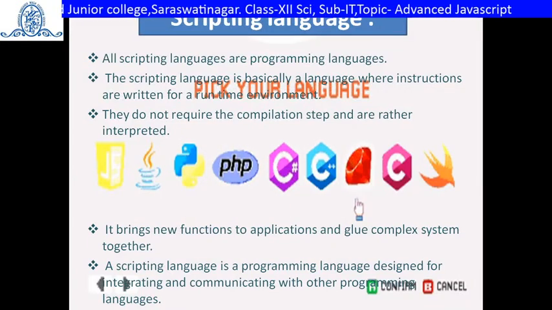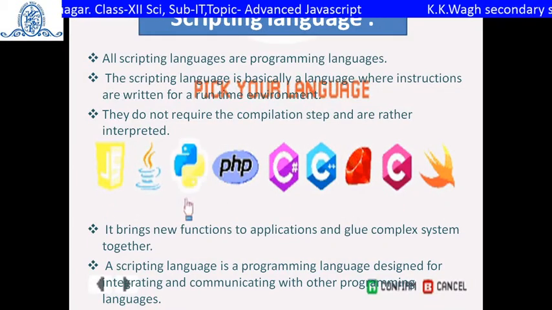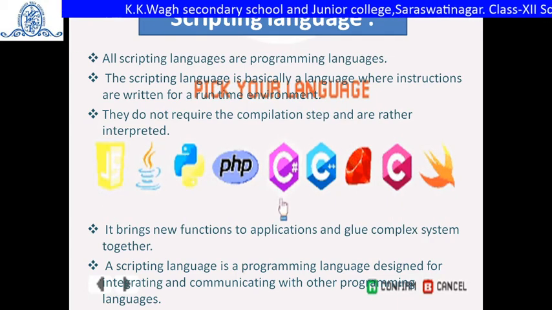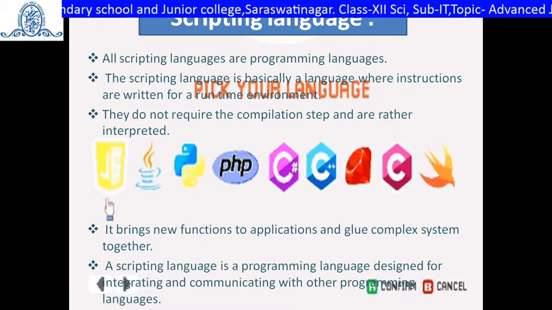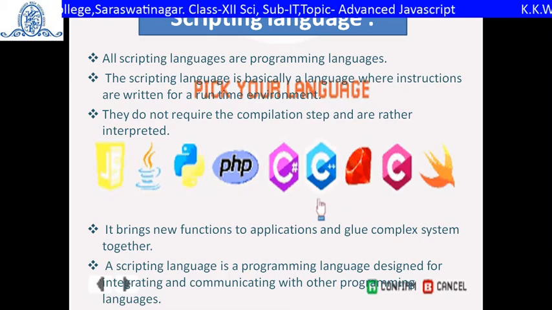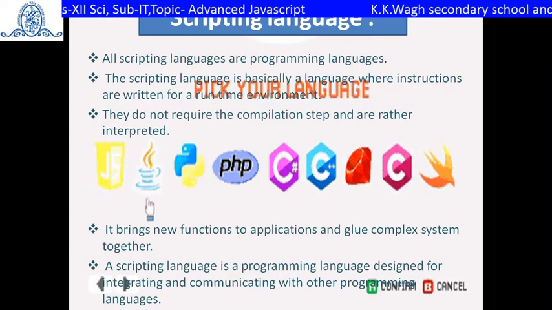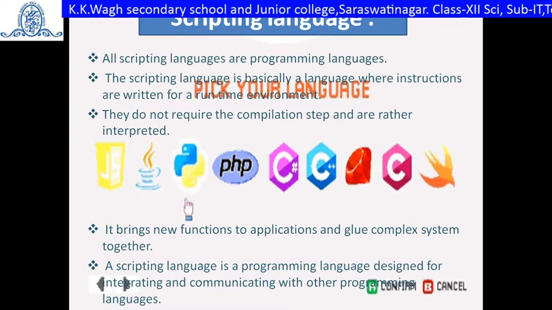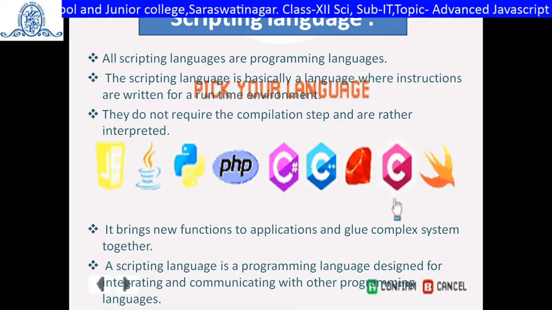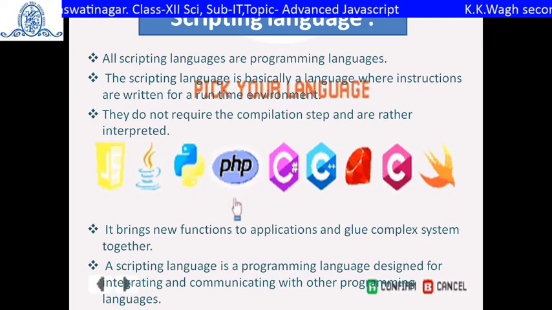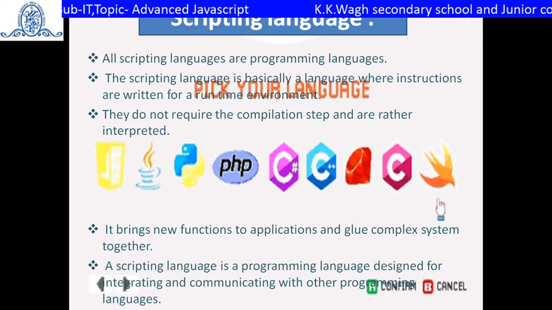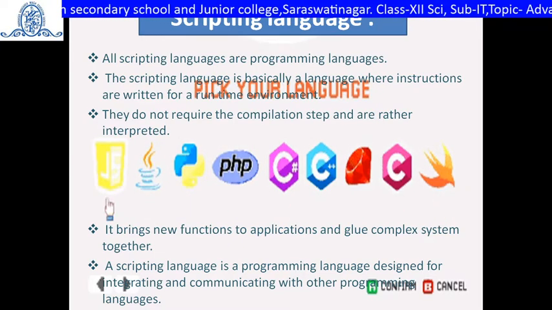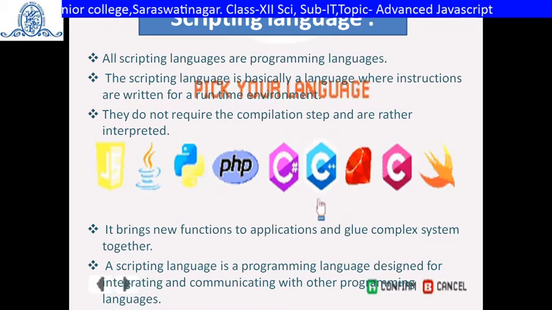First, understand the concept of scripting. Scripting language: all scripting languages are programming languages. A scripting language is basically a language where instructions are written for a runtime environment. They do not require the compilation step and are rather interpreted. It brings new functions to applications and glues complex systems together. A scripting language is a programming language designed for integrating and communicating with other programming languages.